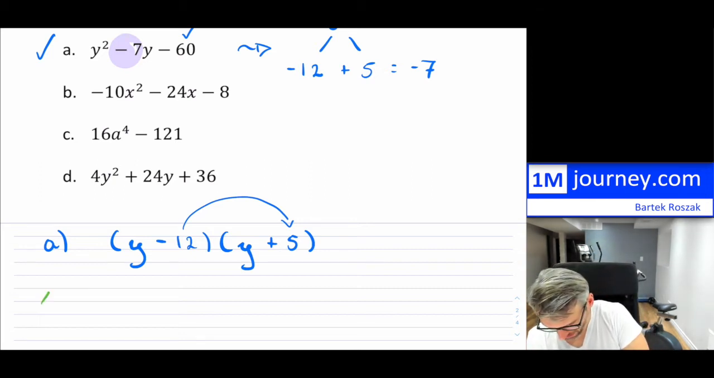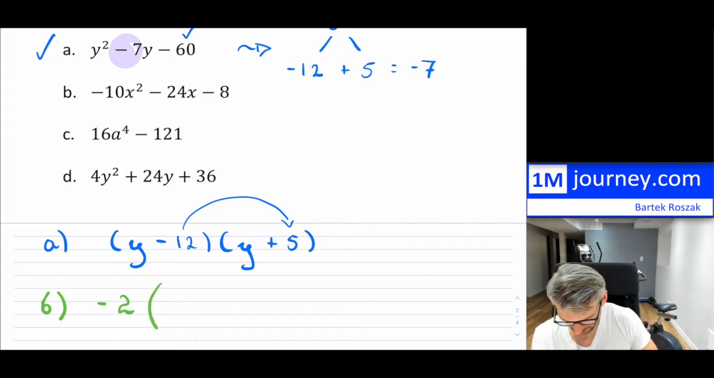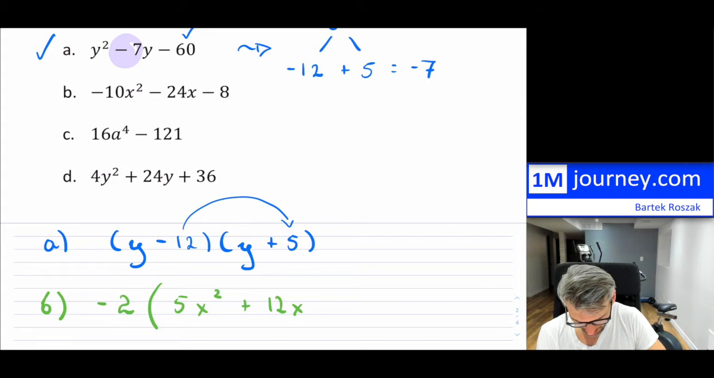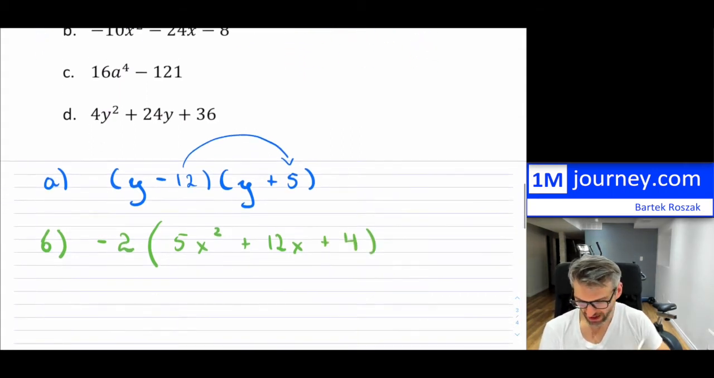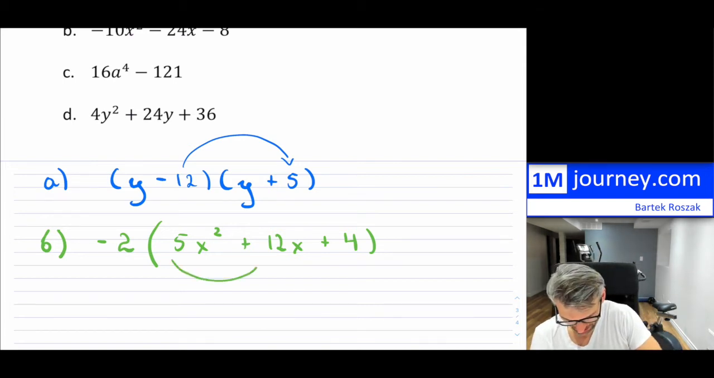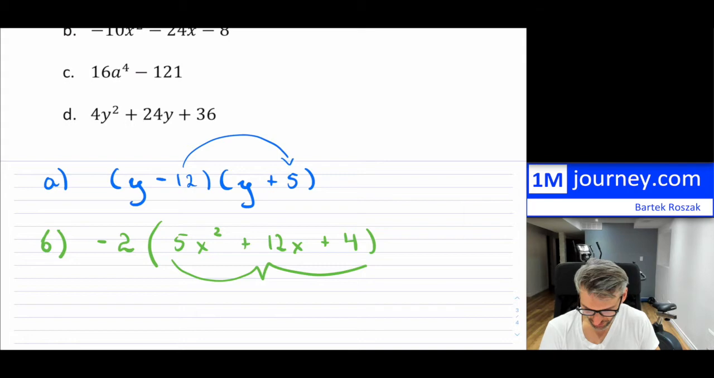So for part B, I'm going to first take -2 out. I'm going to factor that out. That's going to leave me 5x squared plus, since I took out the 2, 12x, and plus 4. So notice that's factored out the -2. And now I'm going to take this quadratic, and I'm going to see if I can break this one down.